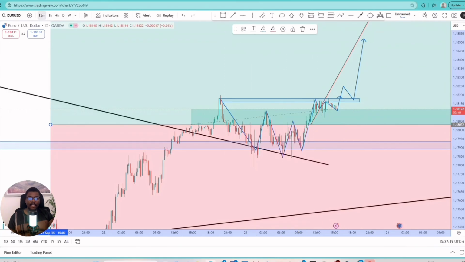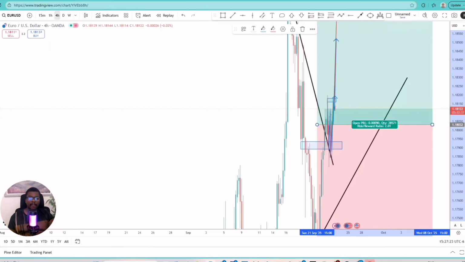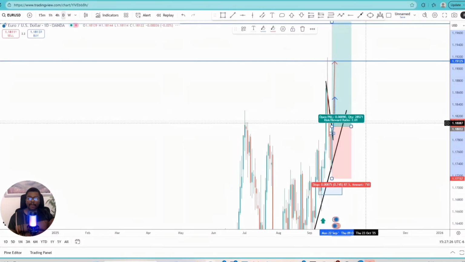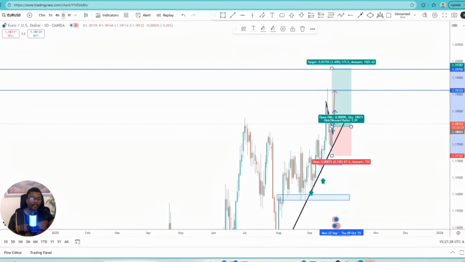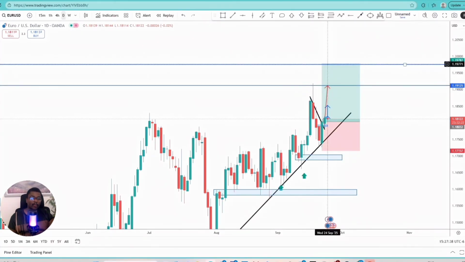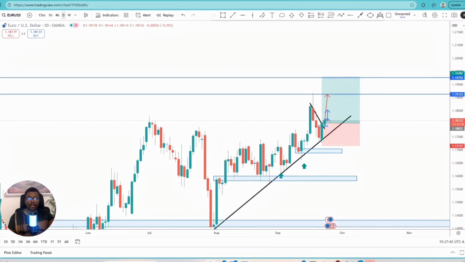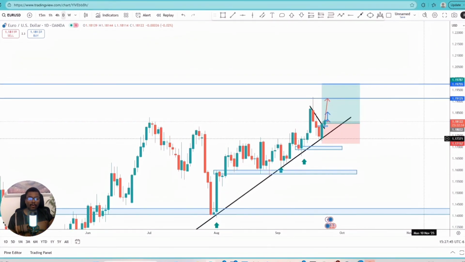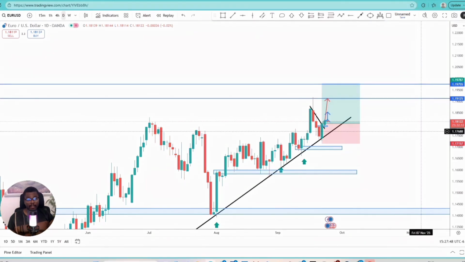That's what I'll be looking for as a day trader. But as a swing trader, like I said, I'm already in this trade when I entered on the daily time frame, given the fact that I saw that daily engulfing candle, and I'm waiting for price to move about 175 pips to the 1.19700 area before taking my profit. So this has been my analysis for gold and EUR/USD for the rest of the week.